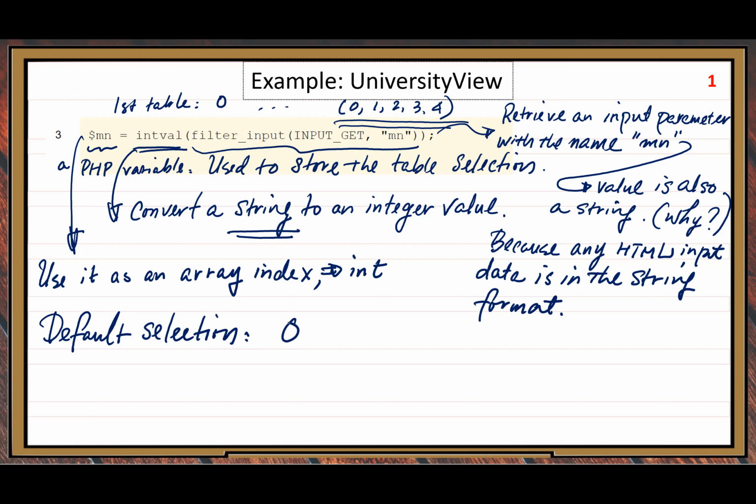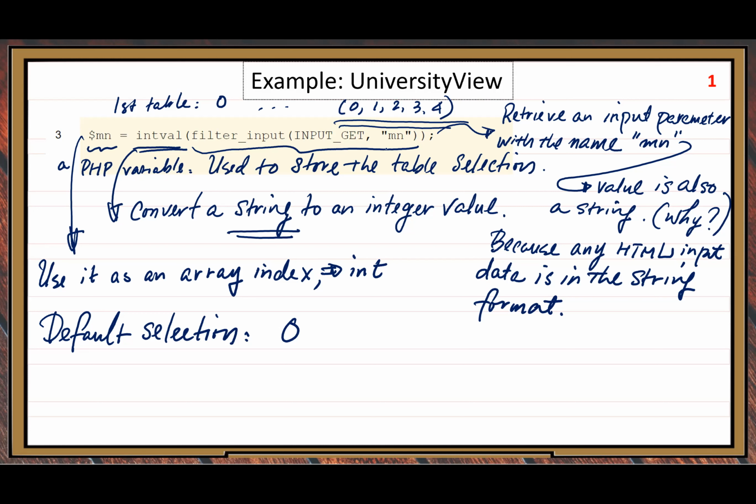Zero. Because by default, after you retrieve, you get an empty string, right? You get nothing, empty string or null. But this function will convert that nothing, no information, to zero. So when you call this function on nothing, the converted value is zero. That's the one we use for the first table.